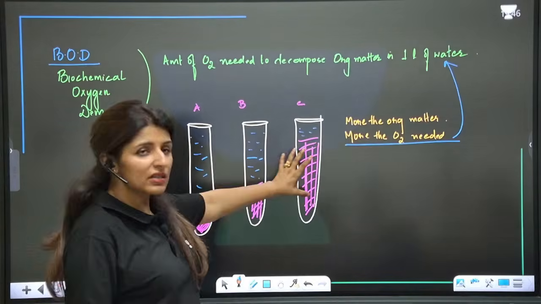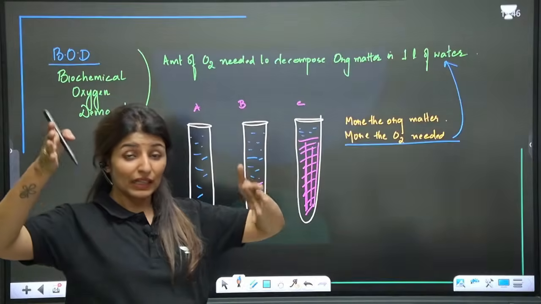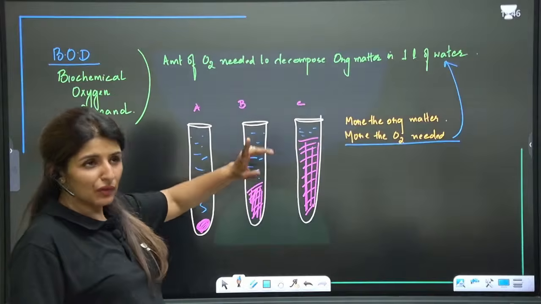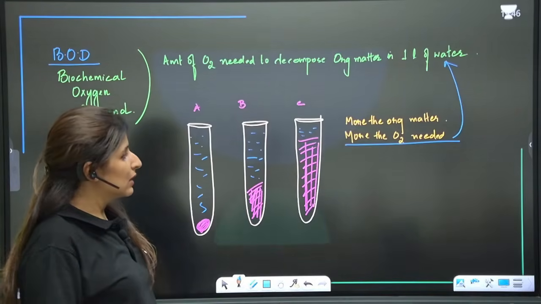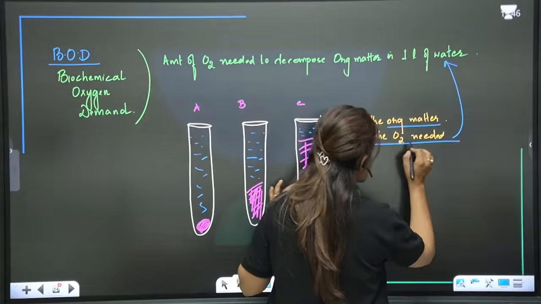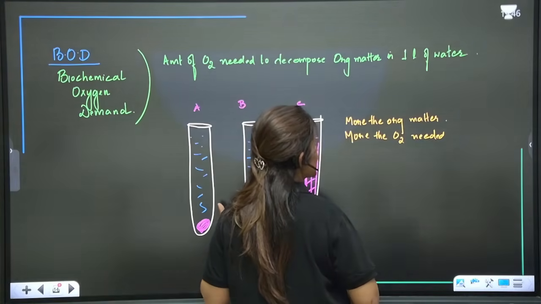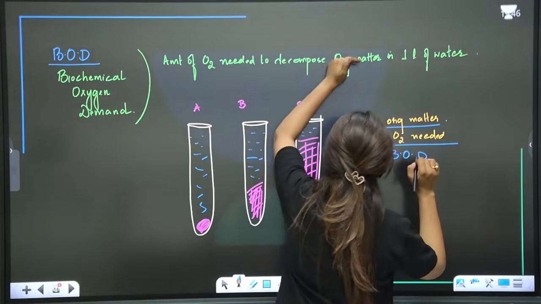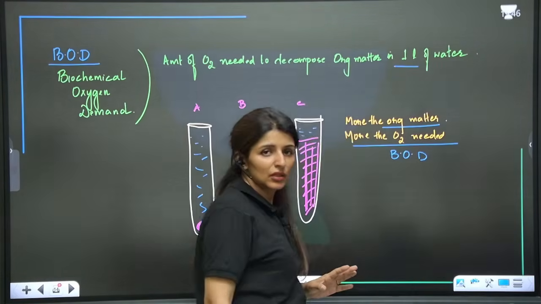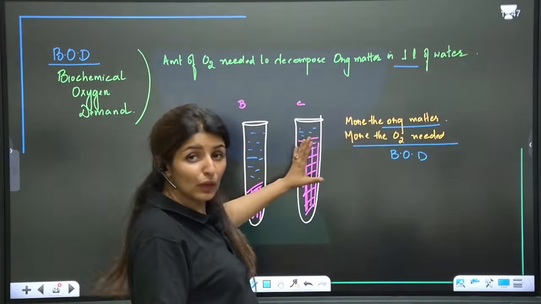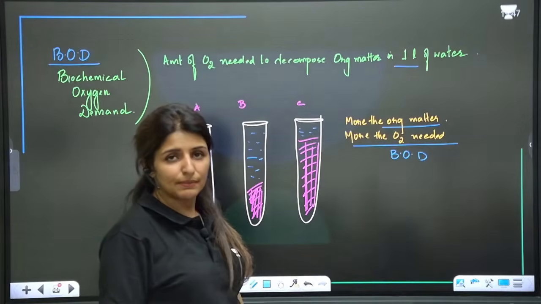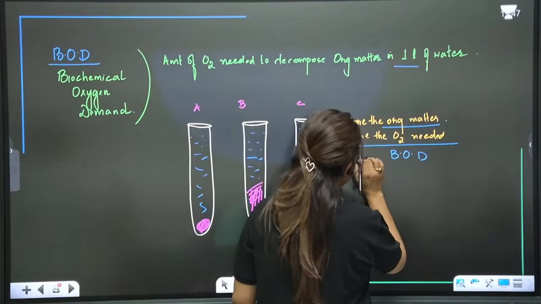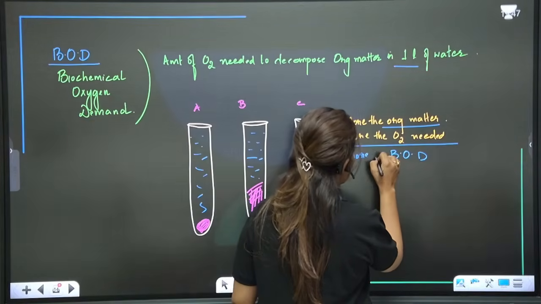Now here we are taking it in a small test tube. We are obviously not taking 1 liter of water, but the comparison is for 1 liter of water, so we are using the terms accordingly. Is that clear? So the more the organic matter, the more the oxygen needed, and this is what is known as BOD: the amount of oxygen needed to decompose organic matter in 1 liter of water. We have to take equal volumes to compare the organic matter. So more organic matter means more oxygen needed, and more BOD.